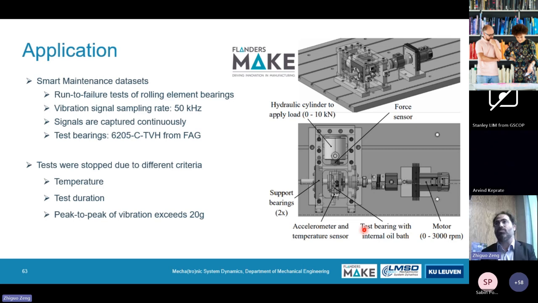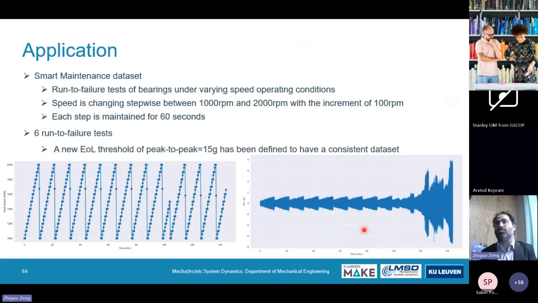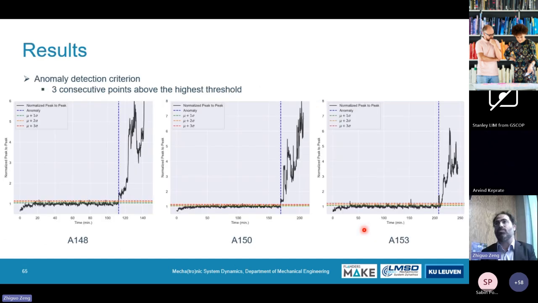So we have a fleet of test rigs that ran up to failure, and they were stopped at the peak of vibrations, so we cut the data sets. They are up to 15 Gs, so they all end at the same point, and the remaining useful life is set for all of them. Then we had 6 random failure tests. We set the 15 Gs at the end of life. And here you see the speed and the real vibration signals.